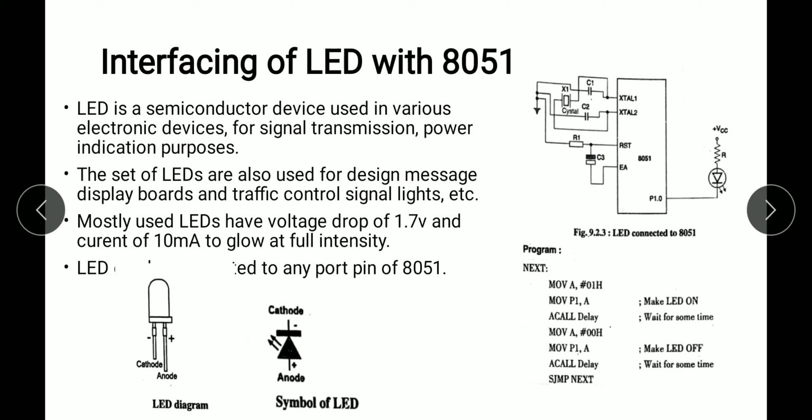So this is nothing but the LED diagram. I assume you have seen the LED component in a practical lab. It has two terminals, the anode and the cathode. One terminal is long and one terminal is short. Whichever terminal is long is called the anode, which is always positive, and the terminal that is short is called the cathode.